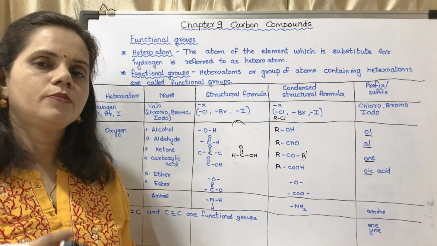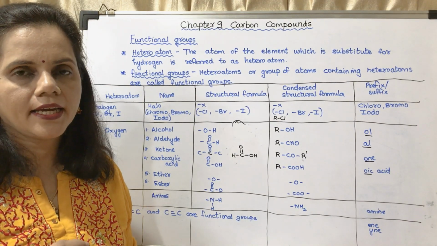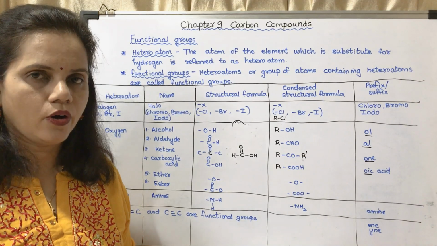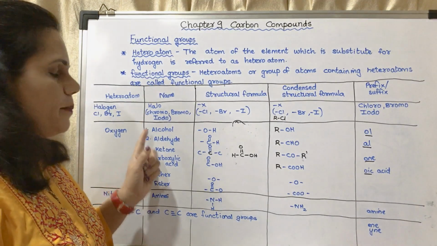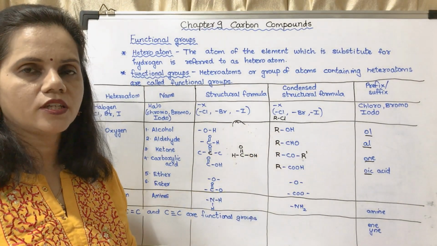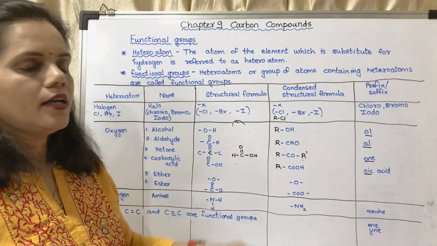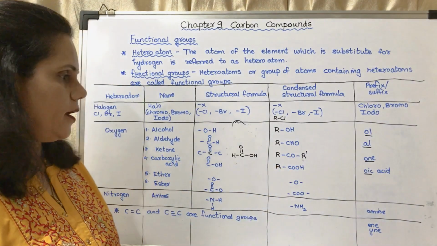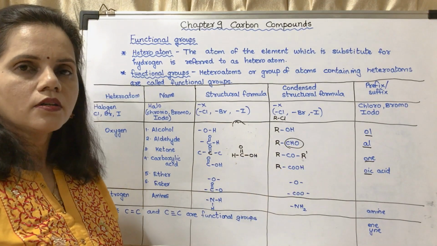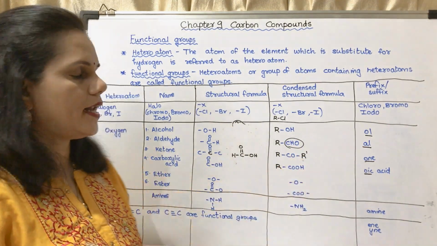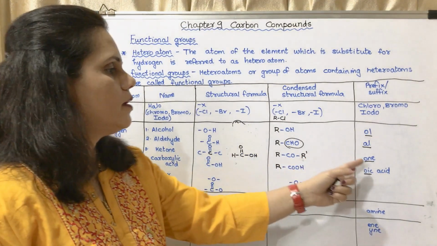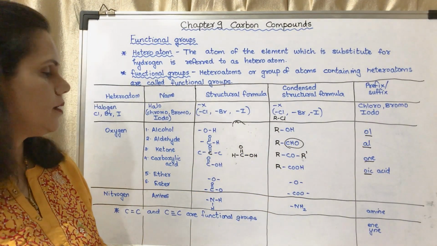That means it could be methanoic acid, ethanoic acid, propanoic acid, butanoic acid, and so on. So I repeat the first 4. For alcohol it is ROH. The functional group is OH with the suffix OL. Aldehyde, the functional group is CHO with the suffix AL. For ketone, it is CO in the middle with the suffix ONE.